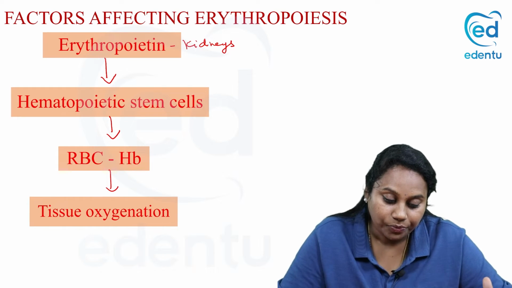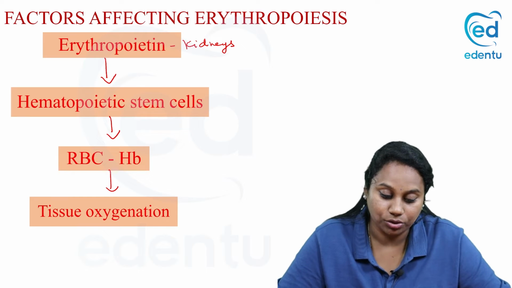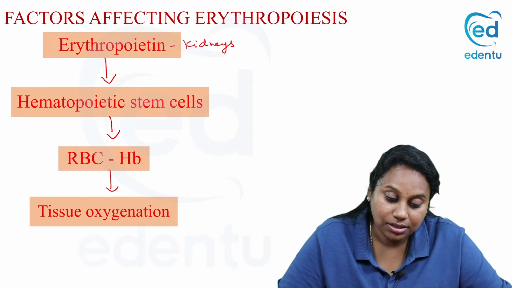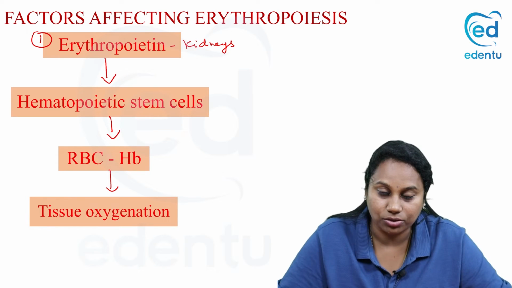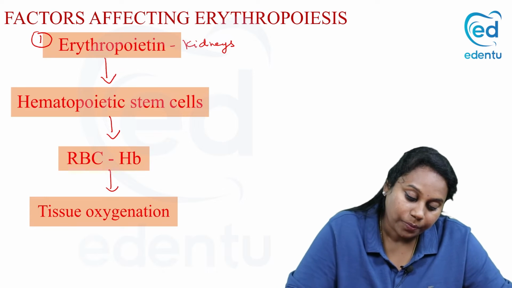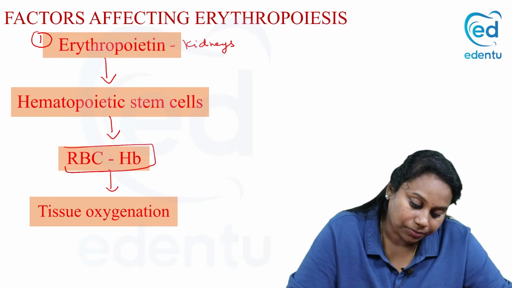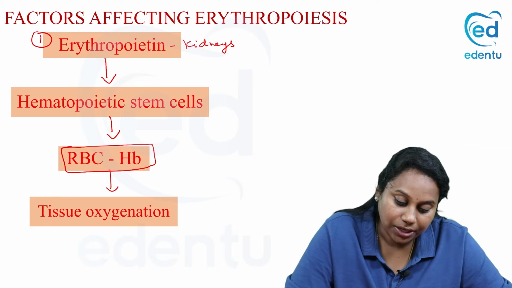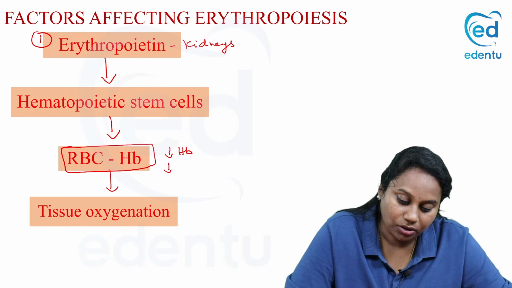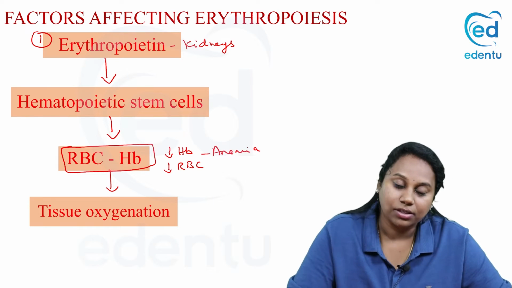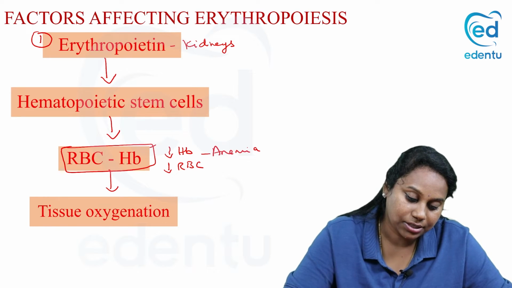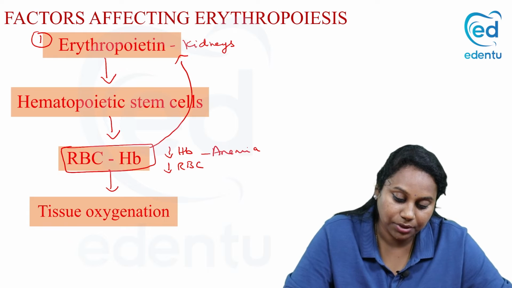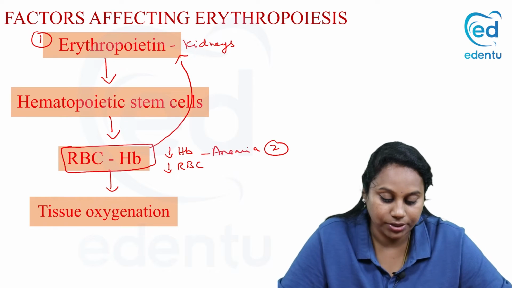So this is how erythropoietin increases erythropoiesis. And what are the other factors which increase erythropoiesis? See, erythropoietin is a major factor which increases erythropoiesis. The other factors are RBC and hemoglobin. Whenever there is a fall in hemoglobin or a fall in RBC, which is called anemia, it will have a negative feedback and this increases erythropoietin secretion. So therefore anemia is another factor which affects erythropoiesis.